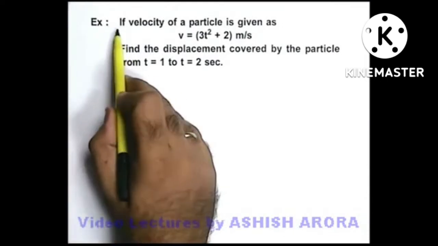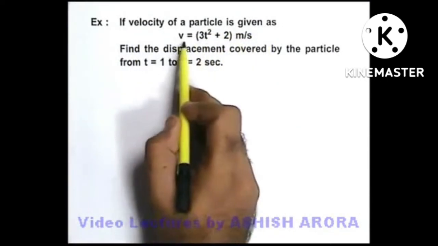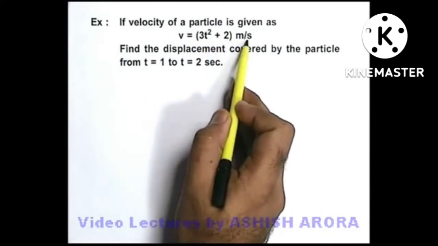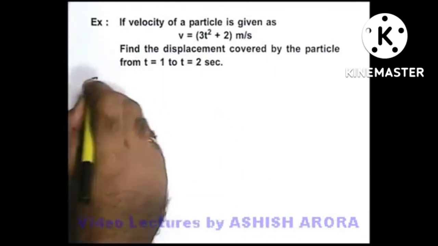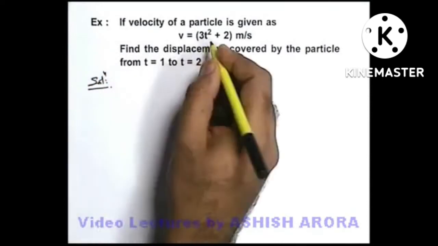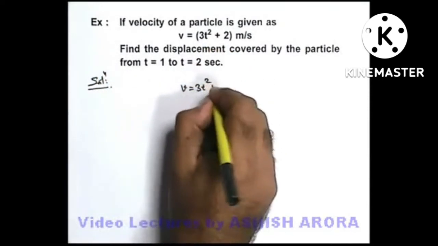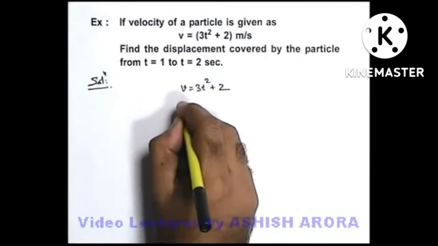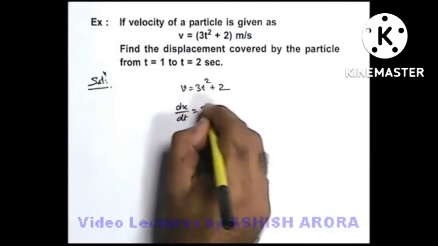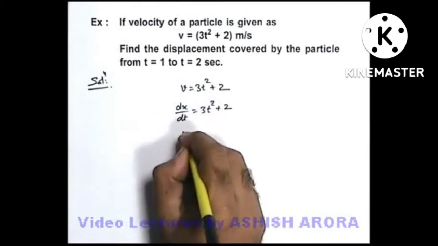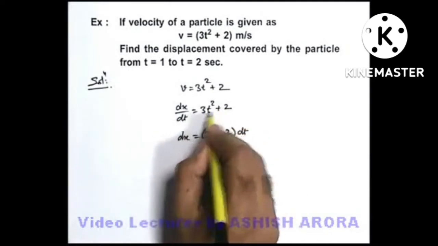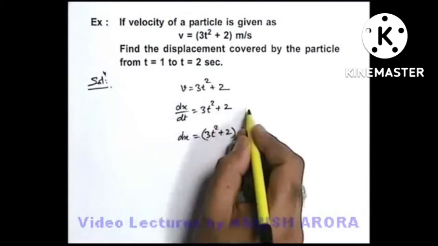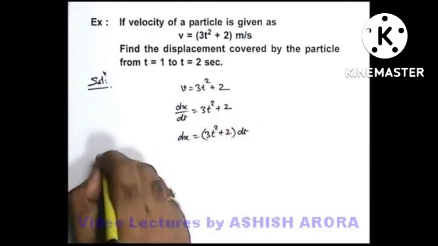In this question, we are given that the velocity of a particle is given as v equals 3t square plus 2 meters per second. We are required to find the displacement covered by the particle from t equals 1 to t equals 2 seconds. Here, we can write v as 3t square plus 2. We can write v as dx by dt, which is 3t square plus 2. Further, we can write dx equals 3t square plus 2 into dt. We just separate the variables, as here the terms of time are there, and take this dt on the other side. Now we integrate on both sides.